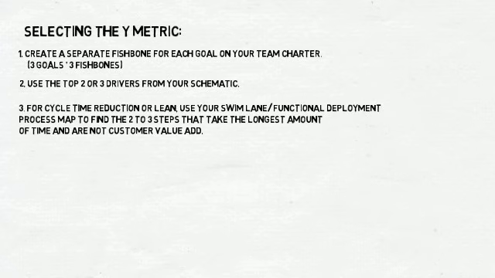3. If you have a cycle time reduction project or a lean project, you may want to look at your swim lane functional deployment process map and find the 2 to 3 steps that are taking the longest amount of time and are not customer value add. Then you can create a fishbone diagram for each of these tasks, asking, for instance, "Why does the request for proposal step take so long?"